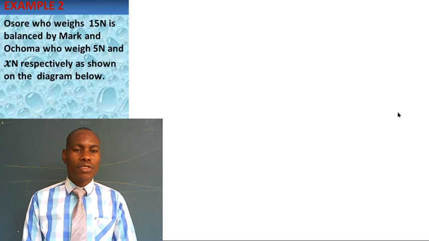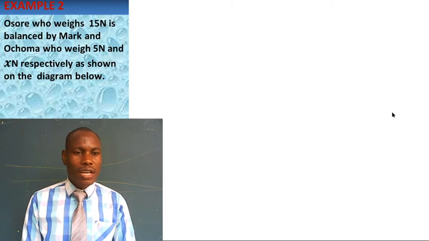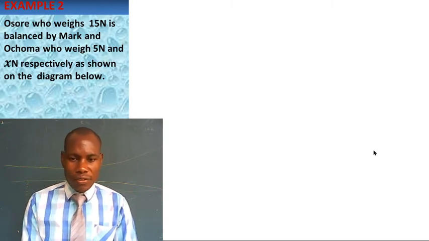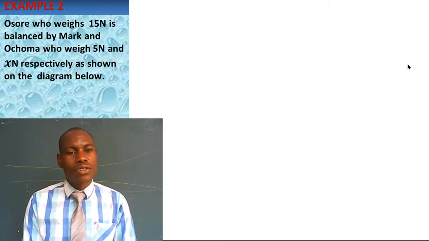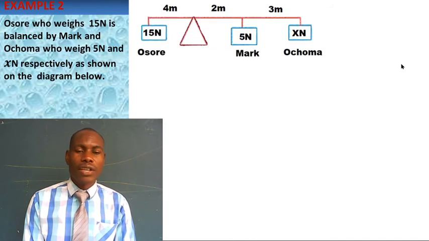Example 2 says, Osore, who weighs 15 newtons, is balanced by Mark and Ochoma, who weigh 5 newtons and x newtons respectively, as shown on the diagram below. That means Osore, Mark, and Ochoma sat on a seesaw, and they have different forces. One of them is 15 newtons, the other is 5 newtons, and the other is x newtons. Now, this is our diagram.